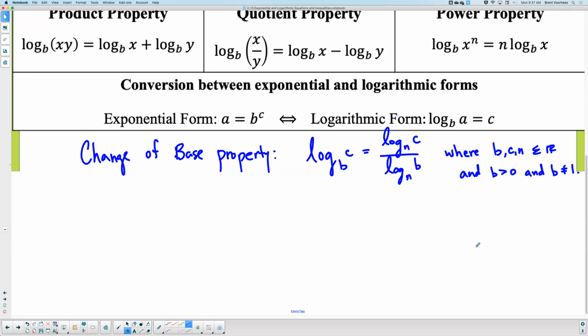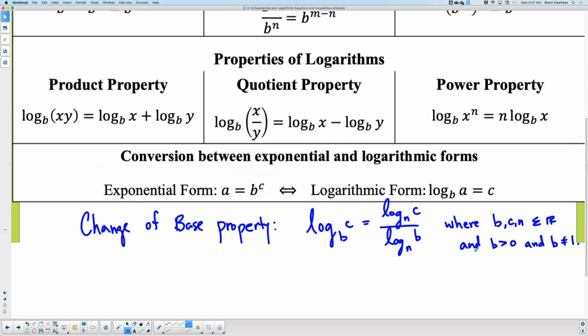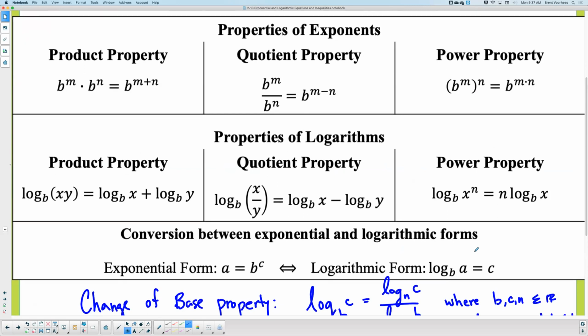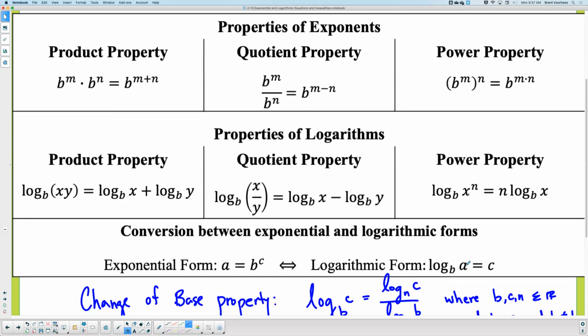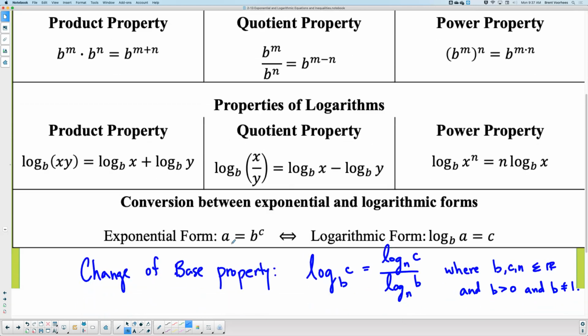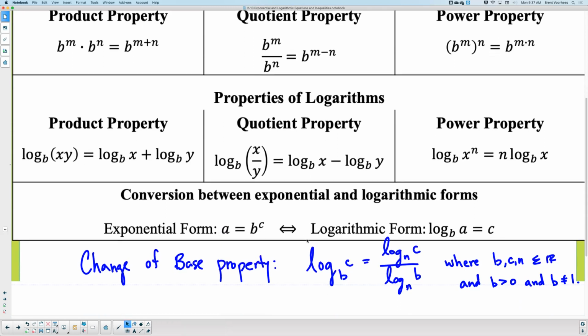So on this slide, you have all your rules. We've taught all of those, which is why I'm not going to spend time with them now. They're there for you to reference and look back at. But there are your properties, and the conversion between exponential and logarithmic. All right. So with that, I'm going to just start jumping right into solving some problems.